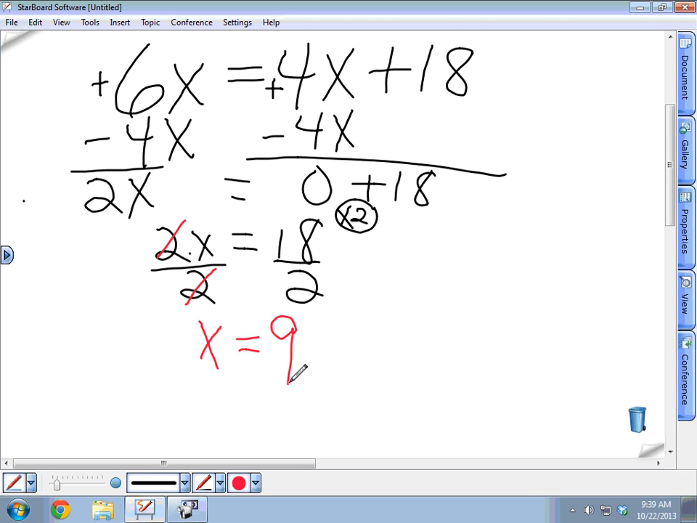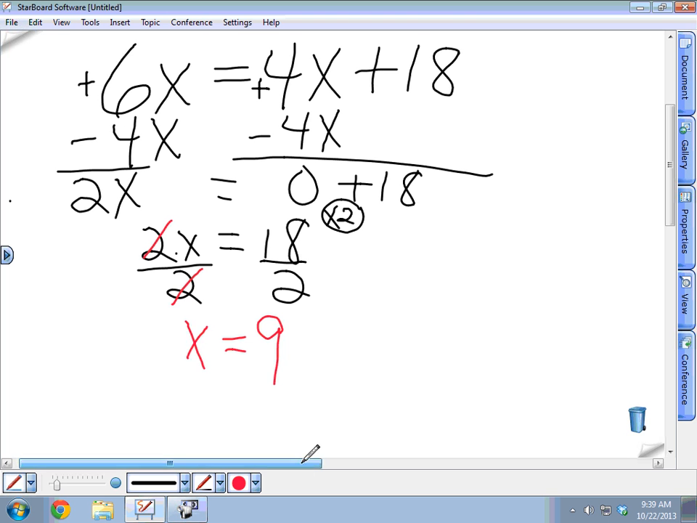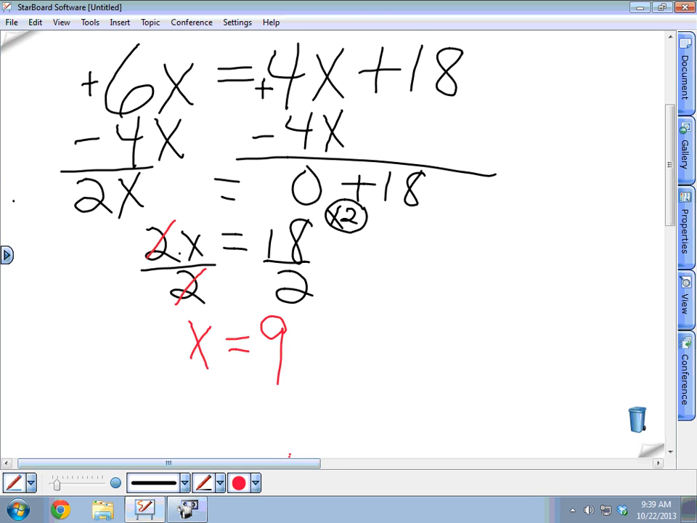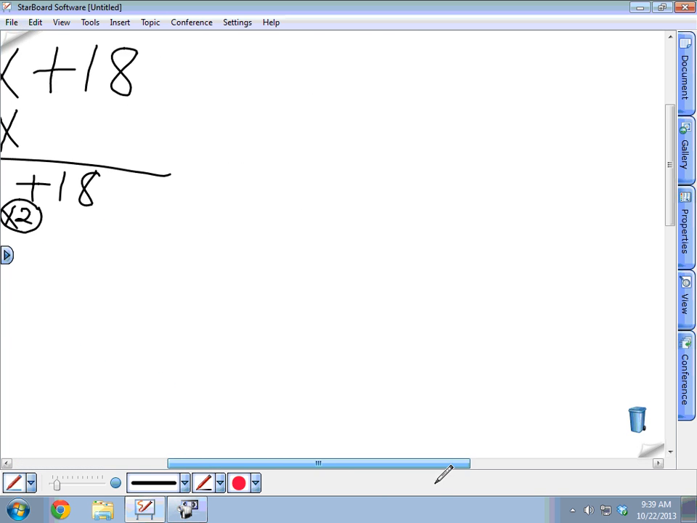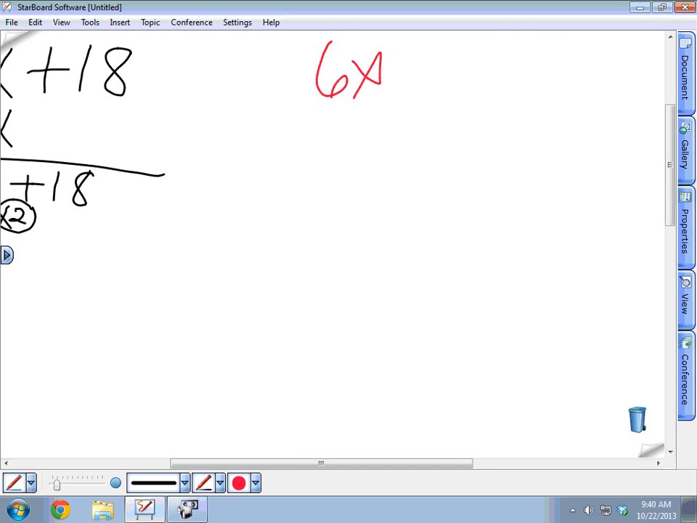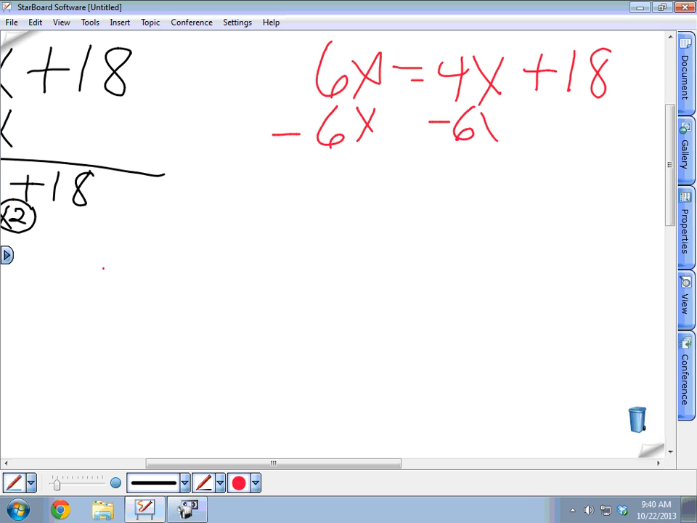Okay? And I'm going to really quick show you, because this will be probably the only time I do it on the right side, just to show you that it still works. 6x equals 4x plus 18. I can also move my variable to this side as well. Like I said, you can do it either way. I just prefer to have it on the left side. So I could subtract 6x from each side if I wanted to. And 6x minus 6x will leave me with 0.